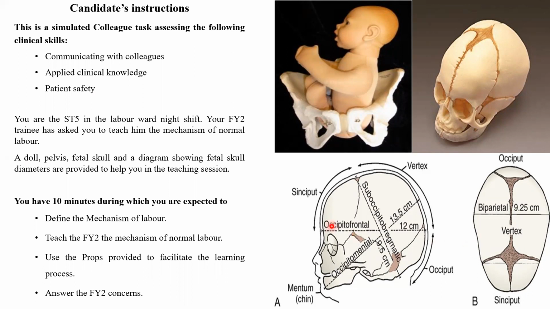Okay, so here the agenda is written clearly. You need to define what the mechanism of labor is, and you need to teach the foundation year 2 what the mechanism of normal labor is. He's asking you to use the probes provided to facilitate the learning process, and you will answer some questions that may be raised by the foundation year 2.